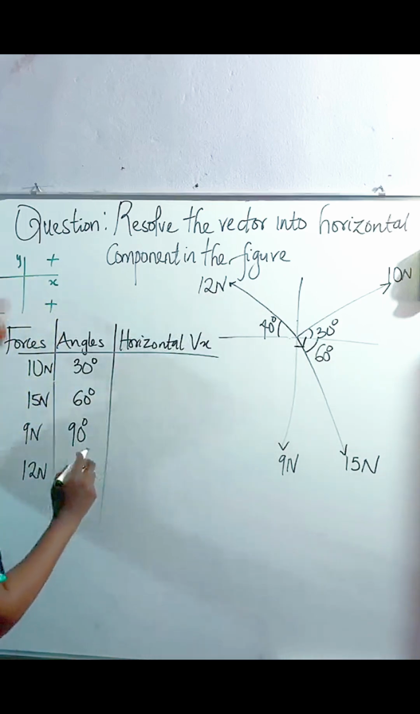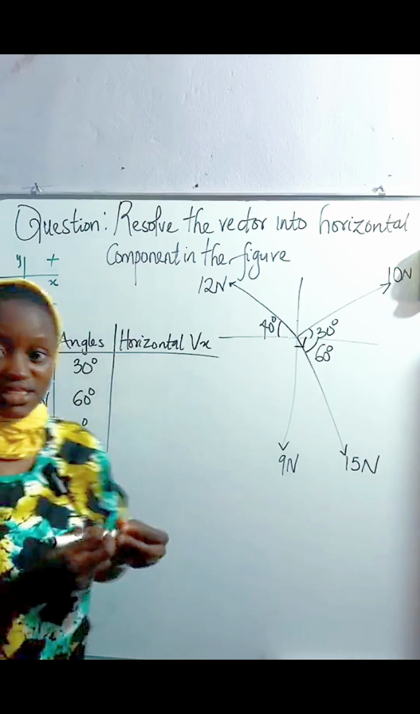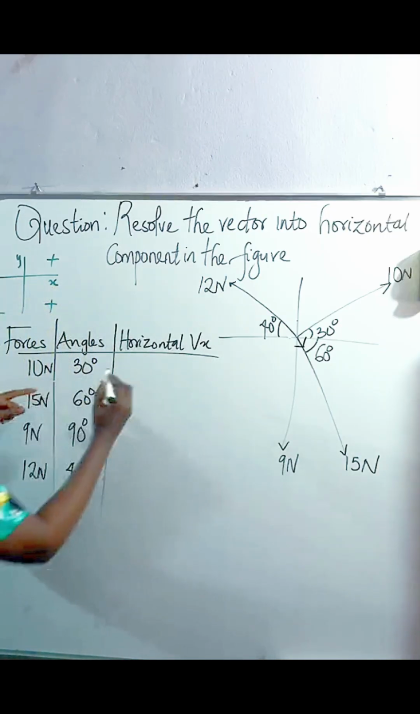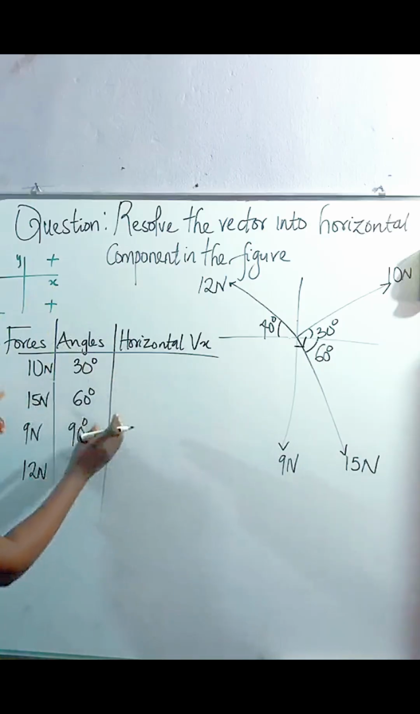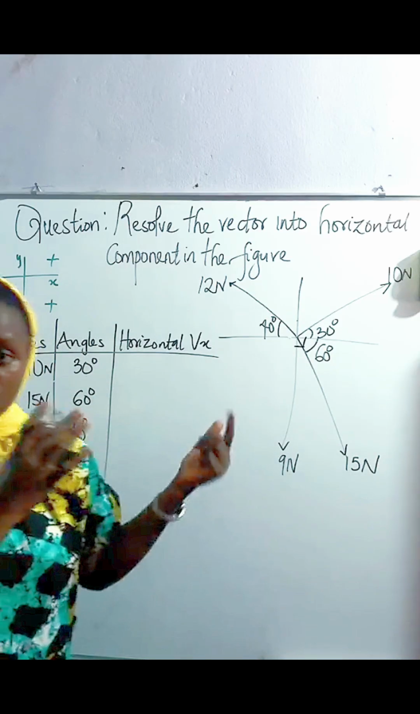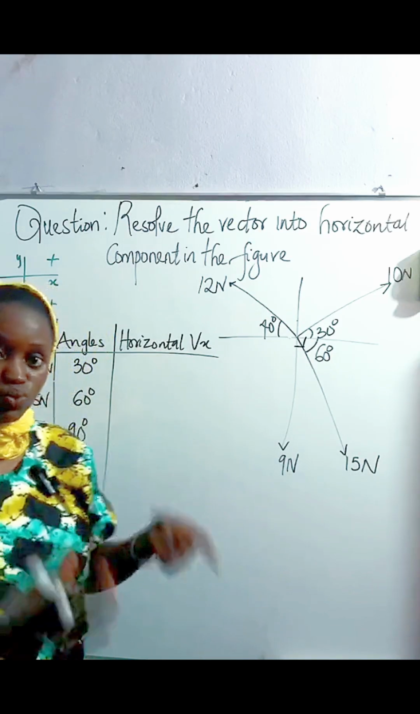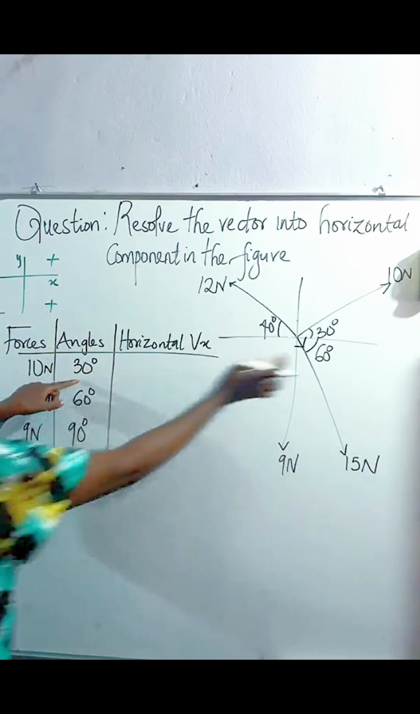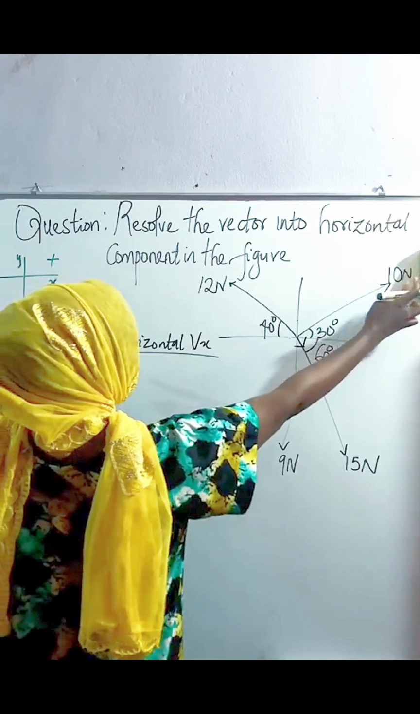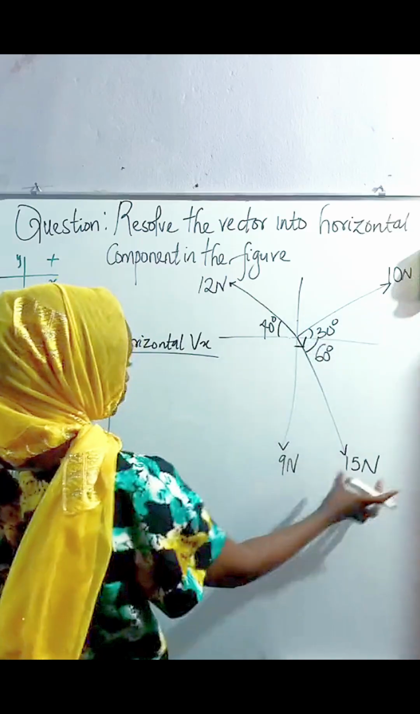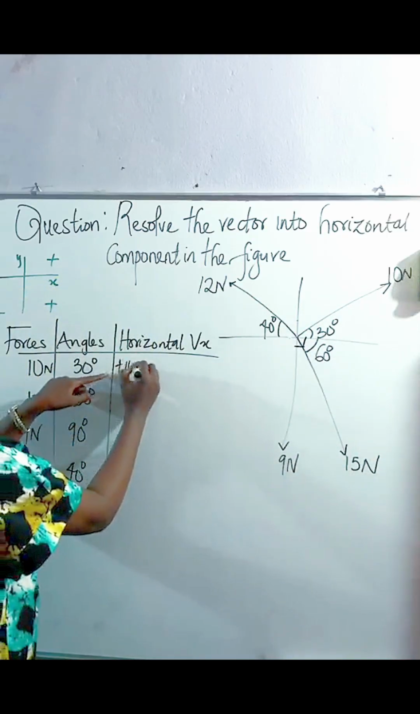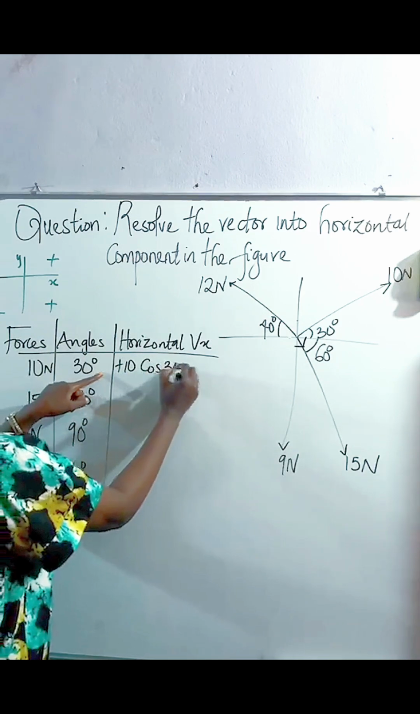When we are resolving for the horizontal axis, we use cos. So now we are going to multiply the force and the cosine of the angles. We have to take into consideration where the positive side and the negative side will be. Let's start with the 10 Newton. The 10 Newton is going to be positive on the right-hand side. So this is going to be plus 10 cos 30.